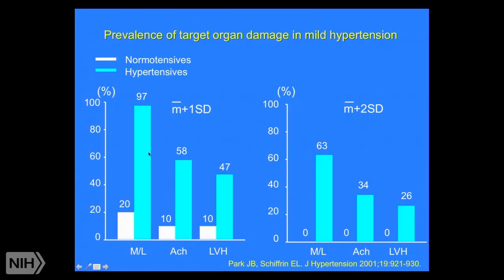So at the time, we suggested that structural remodeling of small arteries in essential hypertension was one of the earliest manifestations of target organ damage. And whether it has a role in the development of hypertension or it is a consequence of hypertension remains to be determined.